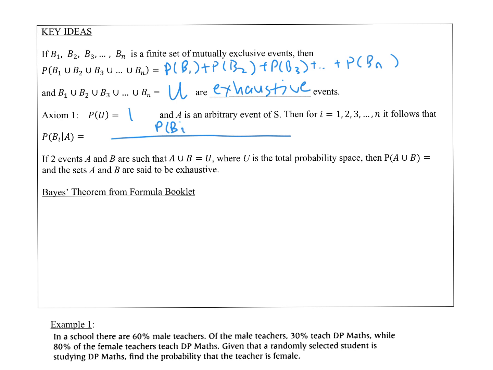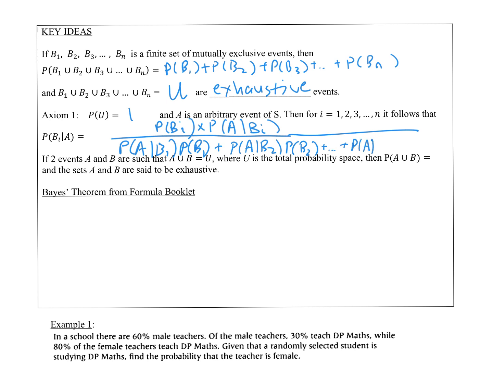times probability of A given B sub i, and the denominator will be probability of A given B sub 1 multiplied by probability of B sub 1, plus probability of A given B sub 2 multiplied by probability of B sub 2, and so on, plus probability of A given B sub n multiplied by probability of B sub n.